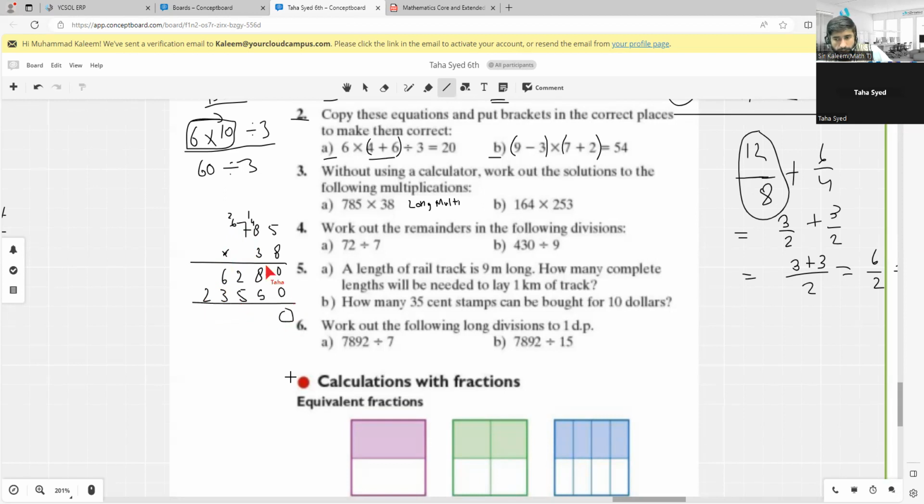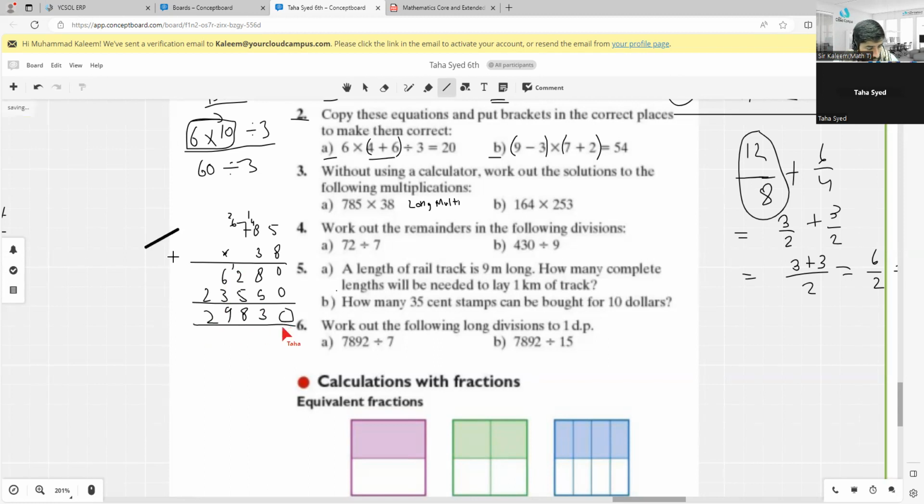0, 0. 8 plus 5 is 13. So 1 will go here and 3 here. 3 plus 5 is 8, 9, and 2. Okay, good. That will be our answer.